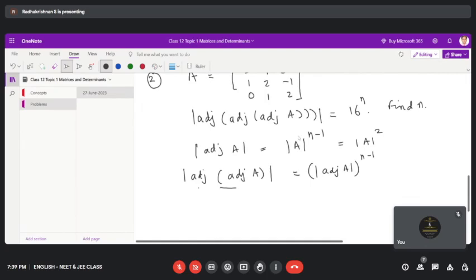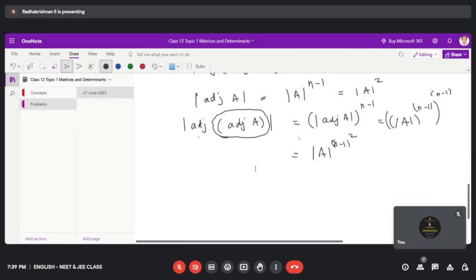Instead of A, you put adj in the previous formula. Determinant of adj is determinant A to the power of n minus 1. Determinant of adj of adj will be determinant of adj to the power of n minus 1, which is determinant of A to the power of n minus 1, again to the power of n minus 1. That will become determinant A to the power of n minus 1 whole square. A simple expansion of the same rule. Similarly, you go on like that.